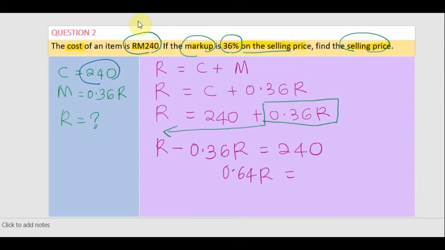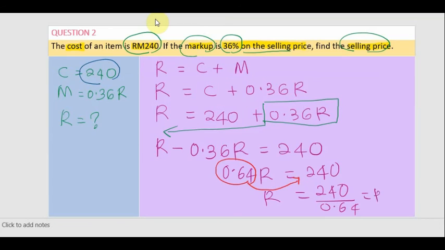So here we have 0.64R equals to 240. So what is our retail price? So pindahkan 0.64 ini ke sebelah kanan. So apa yang didapat di sini adalah 240 divided by 0.64. So our retail price or selling price is given by 375.